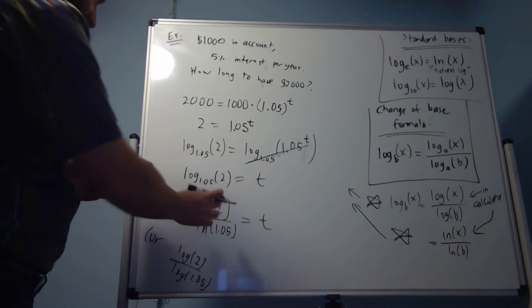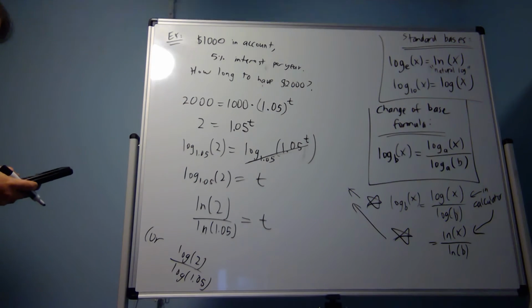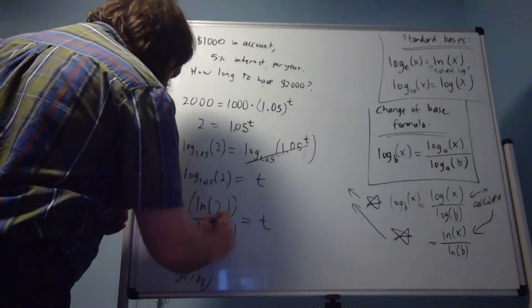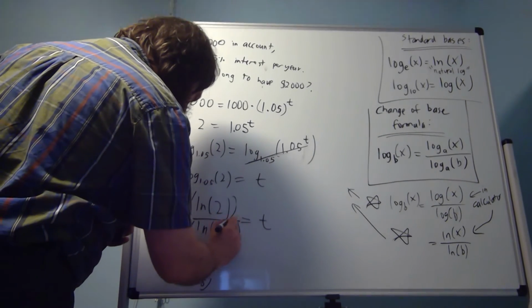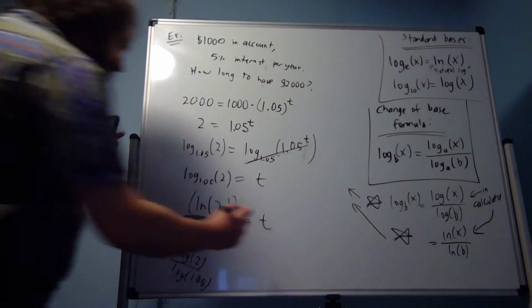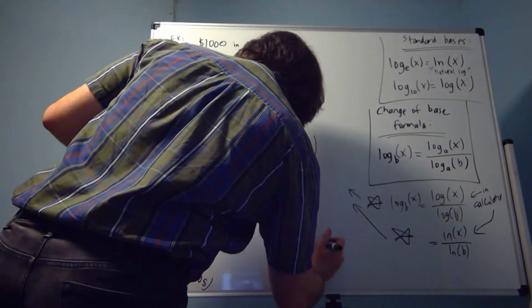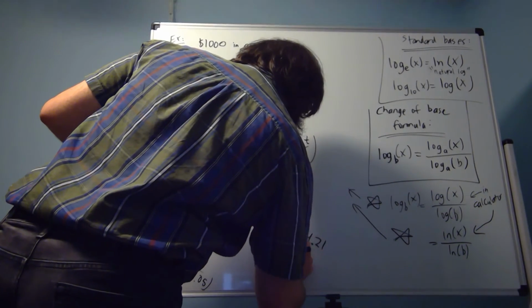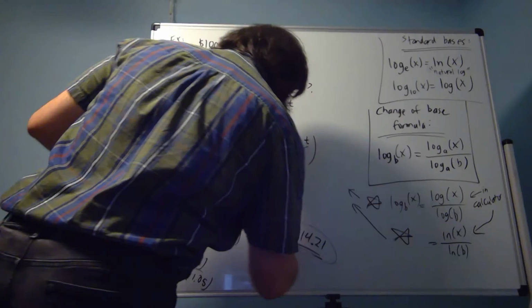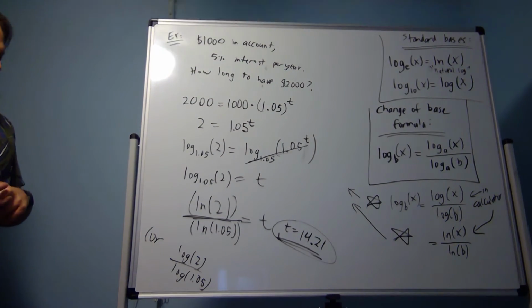ln of 2, if you do it in your calculator, you might want parentheses around that ln of 2. Then divided by ln, then parentheses with ln of 1.05, it takes about 14 years. And that's what you do with the change of base formula.